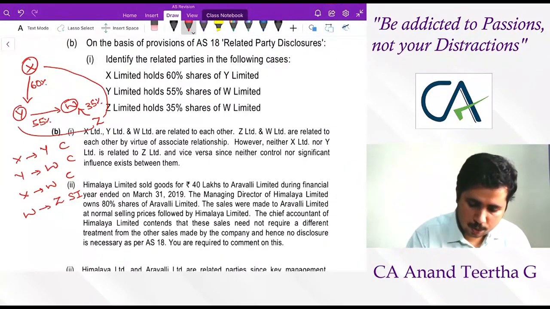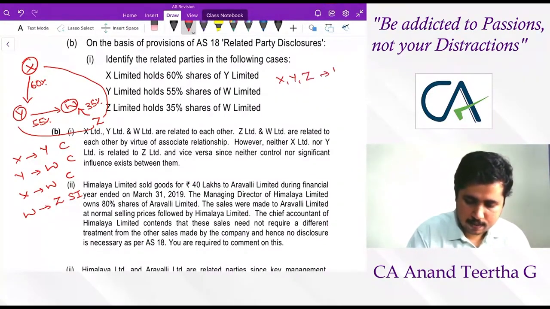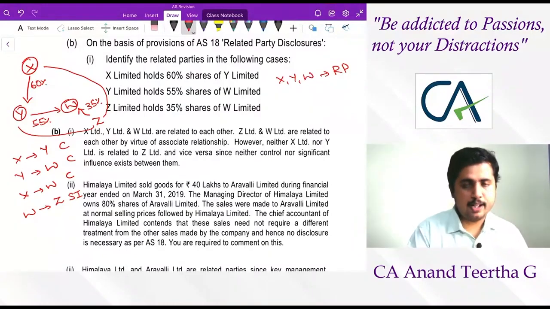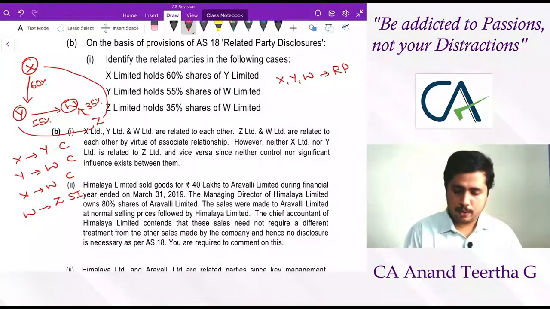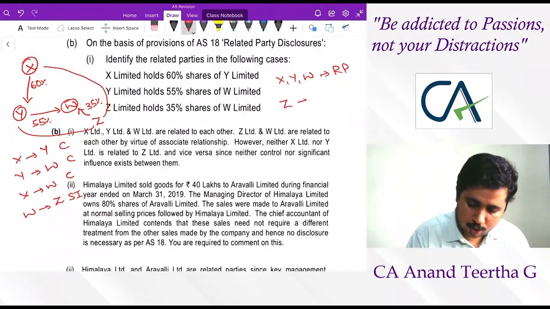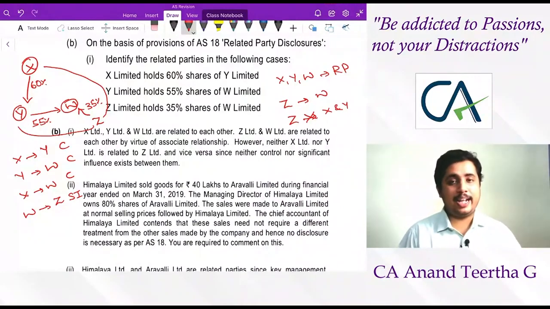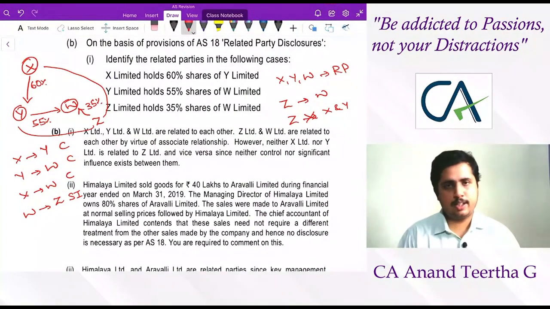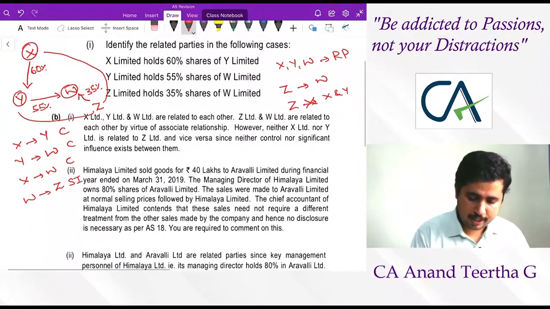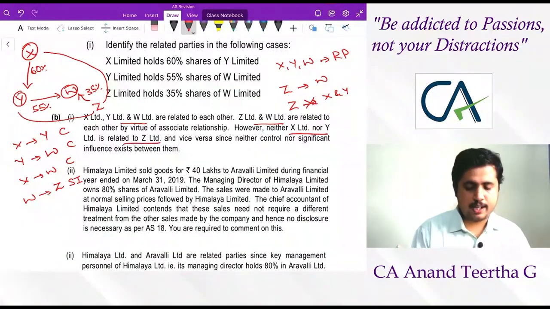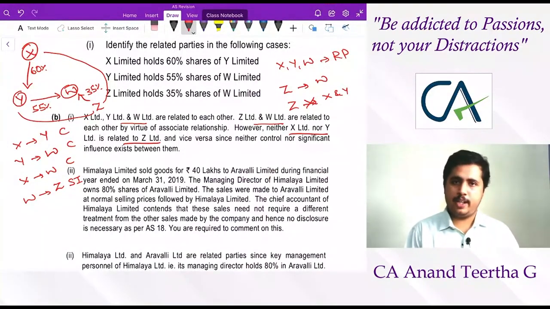So final conclusion is what? X, Y, W are related parties between themselves. They are related party altogether. Then Z is related only to W. Z is not related to X and Y. Z is only related to W. But X, Y and W are internally related to each other. So that's how this whole answer should be taken. See, X, Y and W are related to each other. Z and W are related to each other. But neither X nor Y is related to Z. That is what we concluded here also.